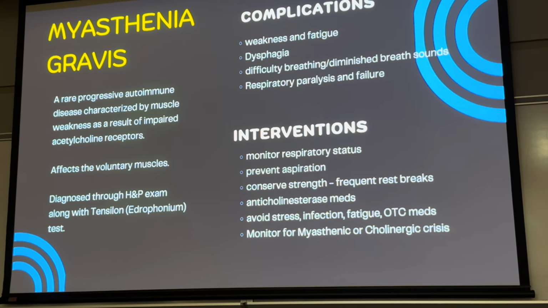Myasthenia gravis, remember this is an autoimmune disease, progressive muscle weakness because of impaired acetylcholine receptors. It's gonna really affect your voluntary muscles. Big one with this is your respiratory status. We gotta maintain your airway, reduce that potential for aspiration risk. They're gonna have dysphagia, weakness. Like I said, most is gonna pertain to your respiratory status. Okay.